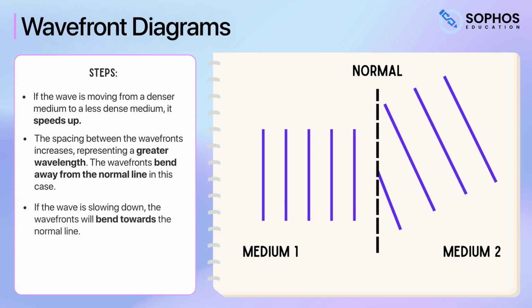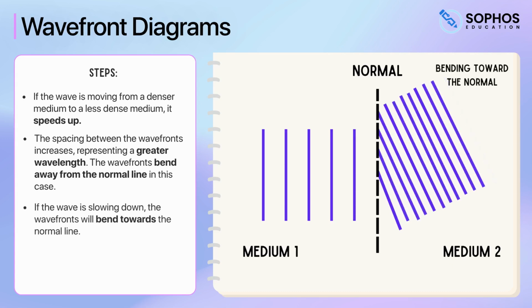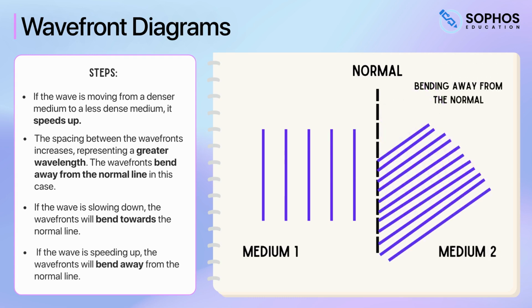If the wave is slowing down, the wavefronts will bend towards the normal line. If the wave is speeding up, the wavefronts will bend away from the normal line. Finally, add arrows to your diagram to show the direction of wave propagation before and after the boundary.